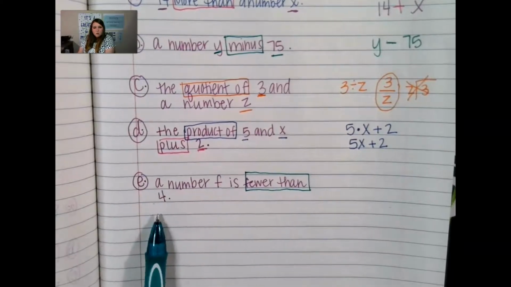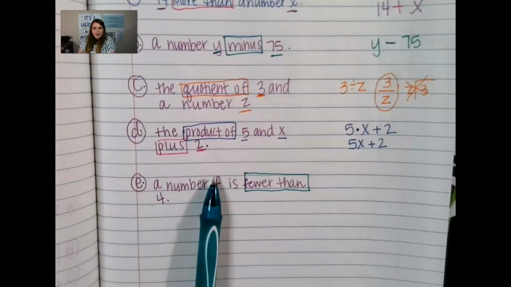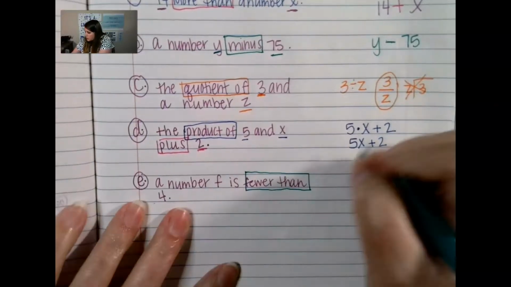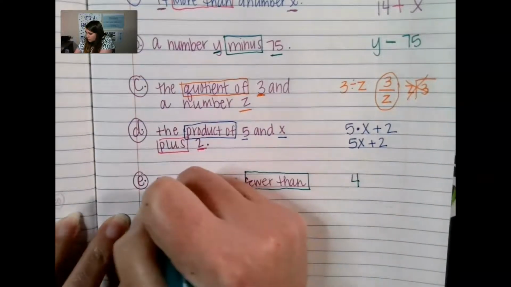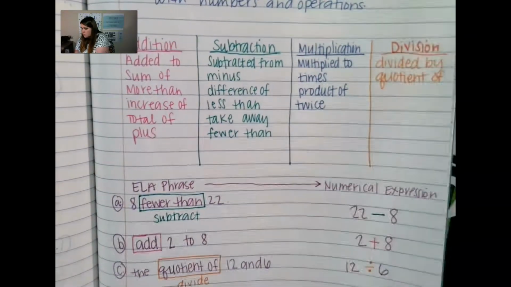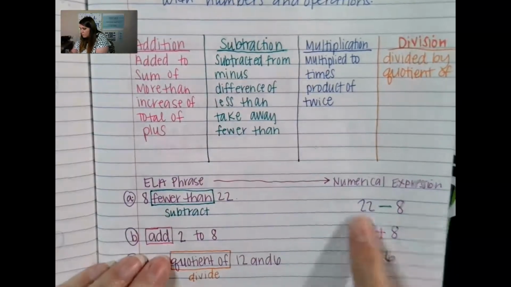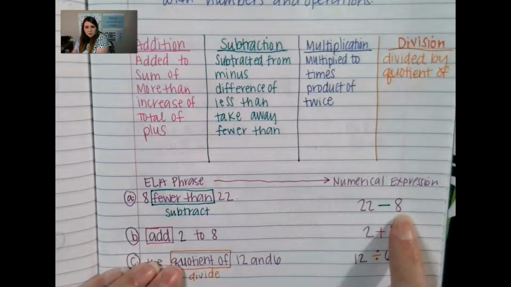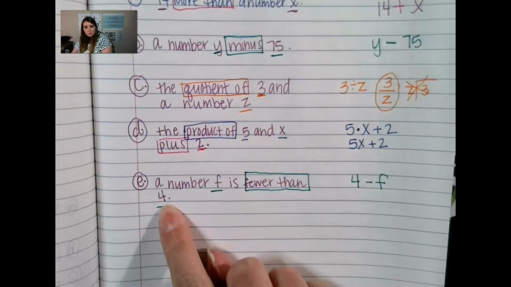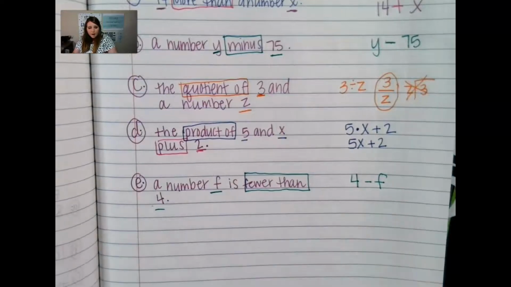Fewer than 4. So this is one of those ones that we're going to need to switch, because f has to be less than 4. It has to be 4 first. So we're going to do 4 minus f. So over here in our notes, we see fewer than under subtraction, and we also switched it here. So 8 fewer than 22, it's the same thing. F fewer than 4. It's almost like you have to read it backwards.